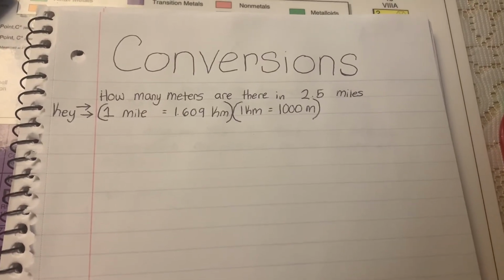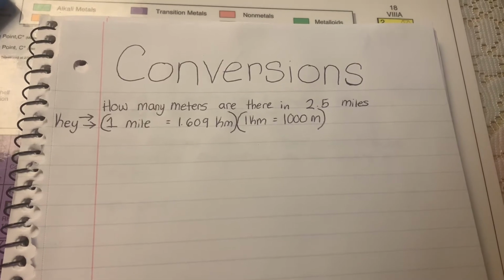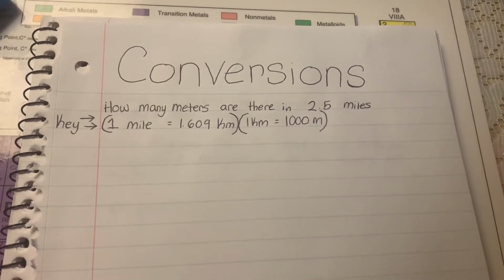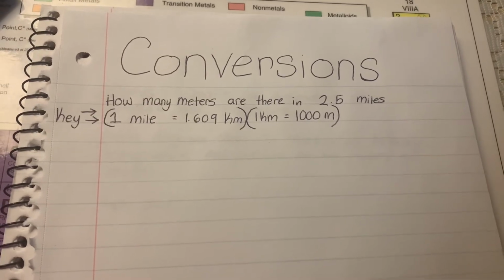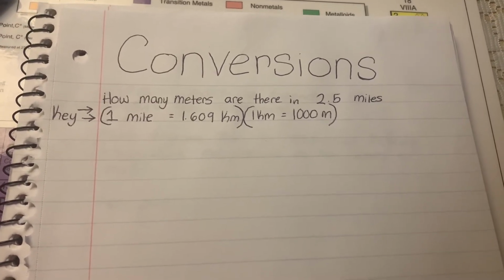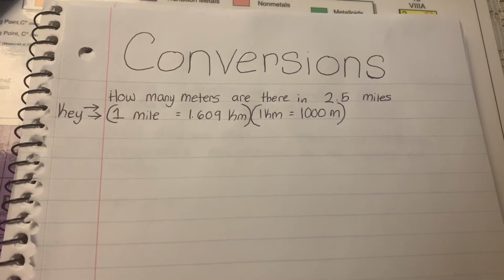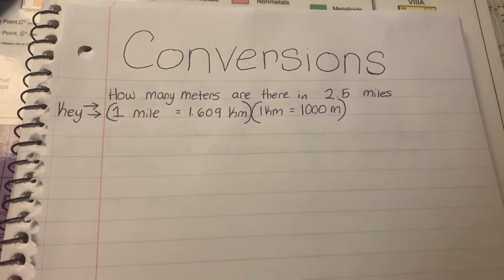Okay, so this is our first problem. It says, how many meters are there in 2.5 miles? 1 mile is equal to 1.609 kilometers, and 1 kilometer is equal to 1,000 meters.